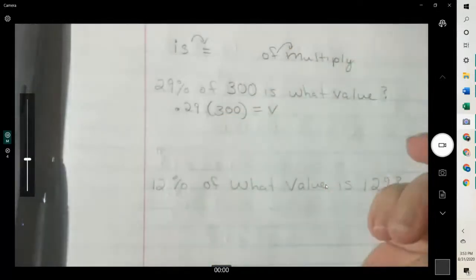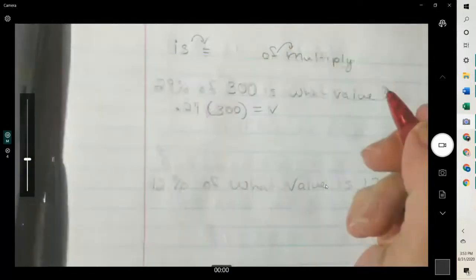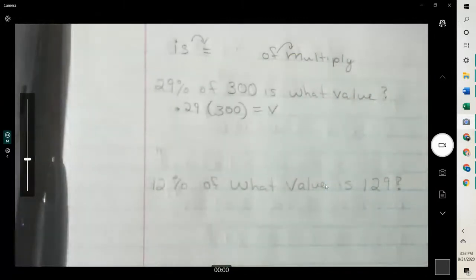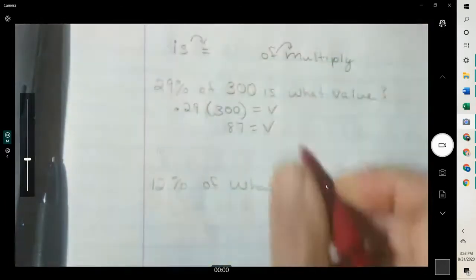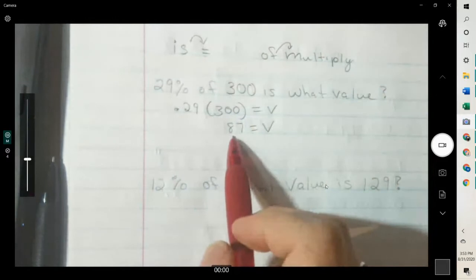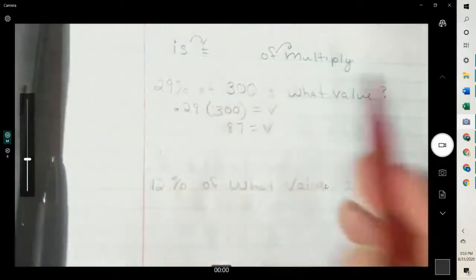V for value. You could use any variable. Let me just take 0.29 times 300. And we get 87. So 87 is 29% of 300.